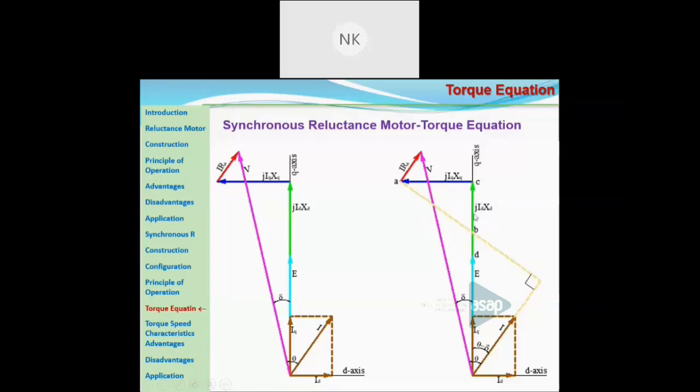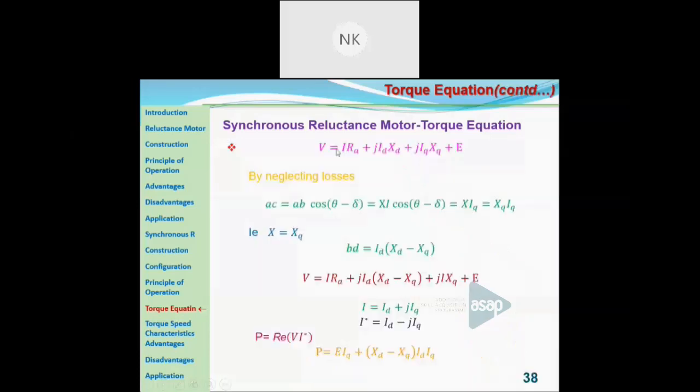So here the total factor is jId into Xd, and this BC factor is the vertical component that is equal to jId into Xq. So that means you get the saliency factor BD that is equal to jId into (Xd minus Xq). Okay. So then you get the equation as E plus jId into (Xd minus Xq) is BD, plus you have this I into Xq plus I into Ra. So that is shown here. You have V as equal to this much.